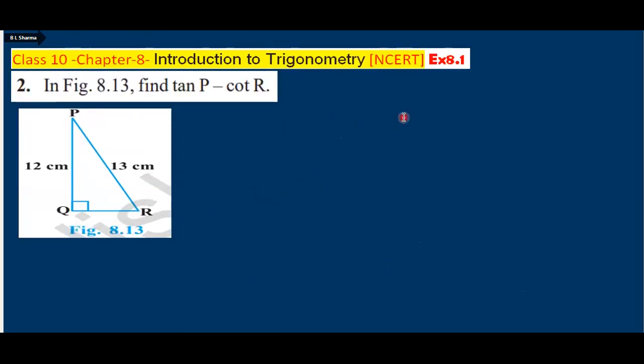Next, question number 2 of exercise 8.1 is on your screen. In this question, the figure is given, हमें figure दे रखा है और ये पूछा है कि what is the value of tan P minus cot R. हम यहाँ पे देखेंगे कि only two sides are given, PQ and PR. So using Pythagoras theorem, we can calculate first the third side. So QR is equal to 13 square minus 12 square.